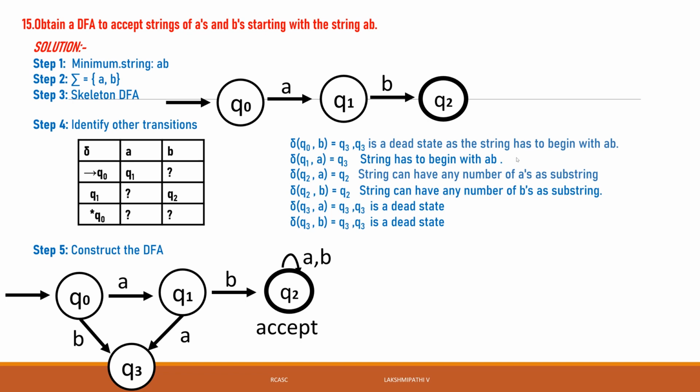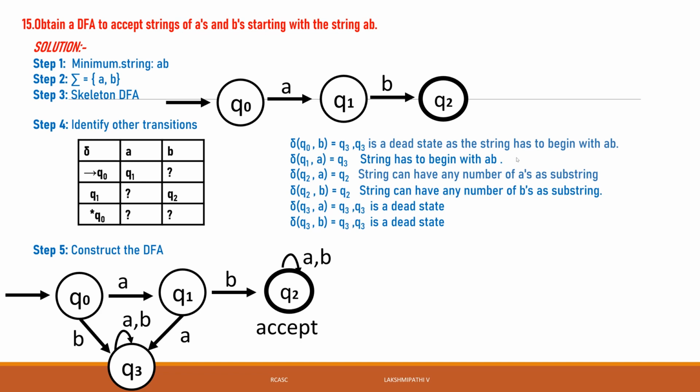Then, otherwise, we can take the dead state. If we start with b, it will reach the dead state. So the machine does not accept any string starting with b. If you have two a's and then b, it does not start with ab, so once again the machine does not accept, it will go to the dead state. Then in the dead state transitions, any number of a's, any number of b's, q3 of a comma b will be q3 only, because the string reads all the characters, and at the final character the machine is not in the final state. So the machine is not accepting. That is why we give the loop here on a comma b.